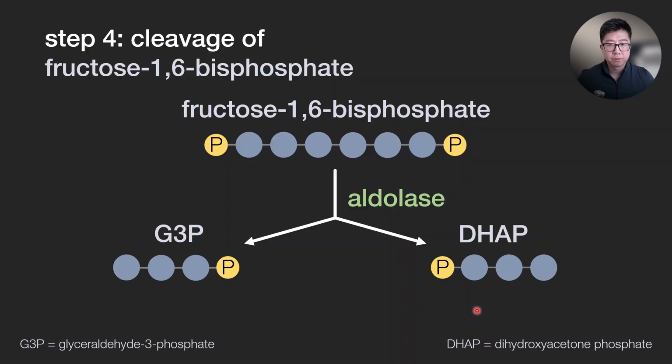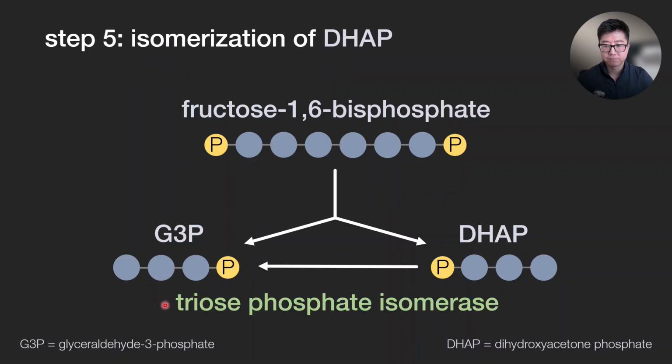However, there's a problem here. Only G3P can actually proceed through glycolysis, even though G3P and DHAP both have the same atoms and the same number of carbon atoms, which would make them isomers of one another. The main difference lies in how they are structurally arranged. So what do you think needs to happen with DHAP? That's right, DHAP needs to be rearranged into G3P.